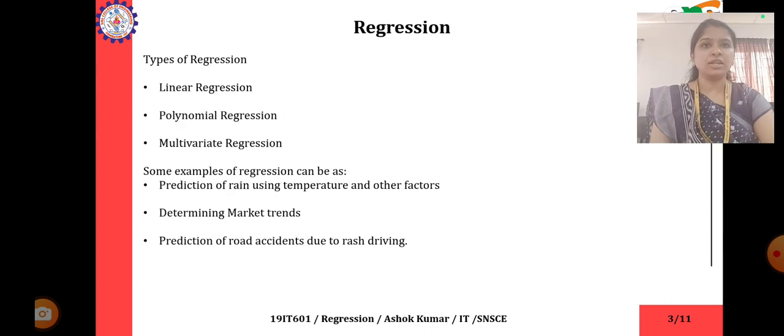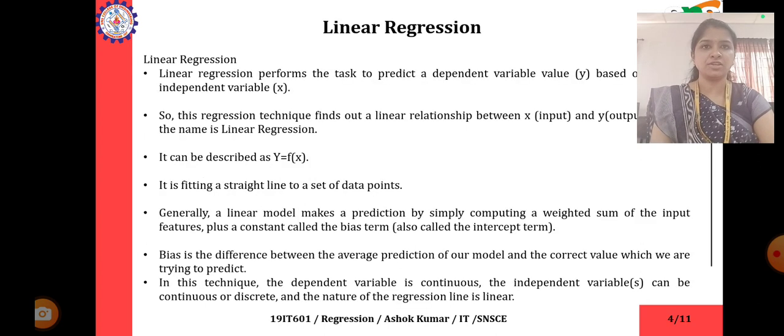Types of regression: linear regression, polynomial regression, multivariate regression. Some examples of regression can be prediction of rain using temperature and other factors, determining market trends, prediction of road accidents due to rash driving.